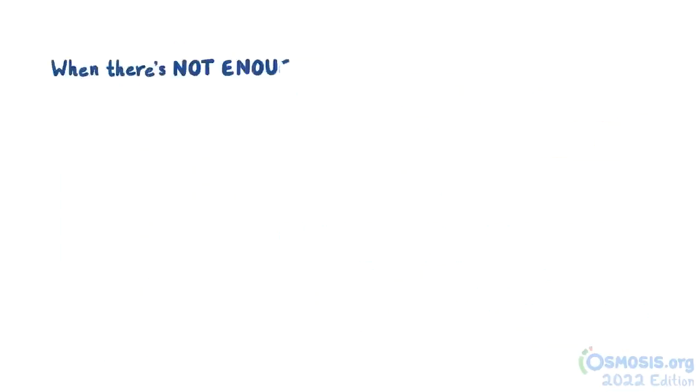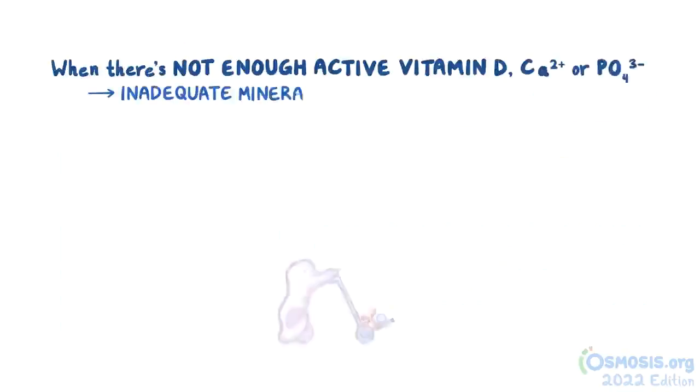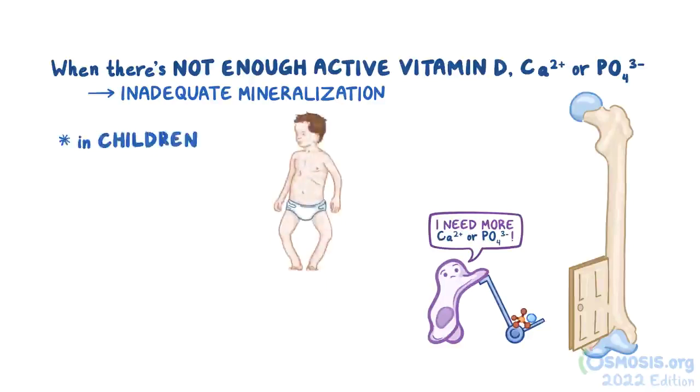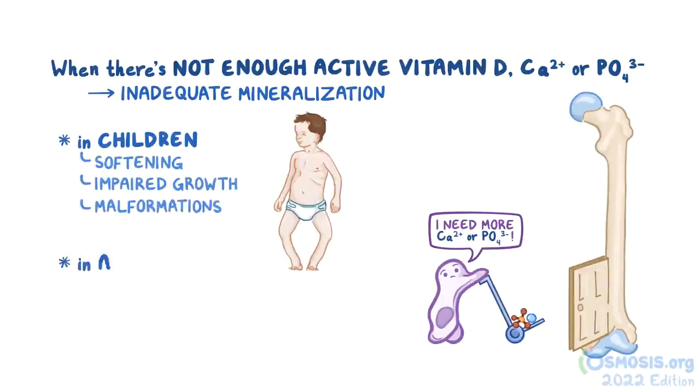Now, when there's not enough active vitamin D, calcium, or phosphate, there's inadequate mineralization. This means that osteoblasts don't have enough calcium and phosphate to deposit into the organic matrix. In children, because the growth plates haven't closed yet, this leads to softening of the bones, impaired growth of bones, and bone malformations. Whereas in adults, where the epiphyseal plates have already closed, it only causes weakening and softening of bones, which makes them easier to fracture.